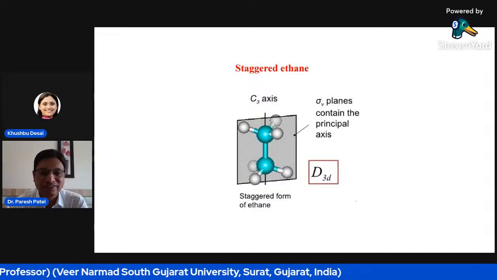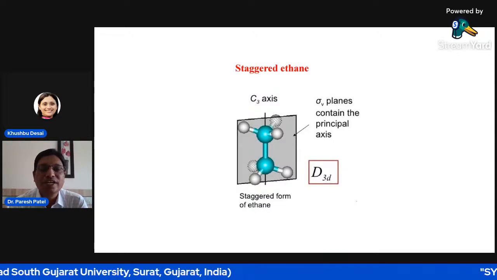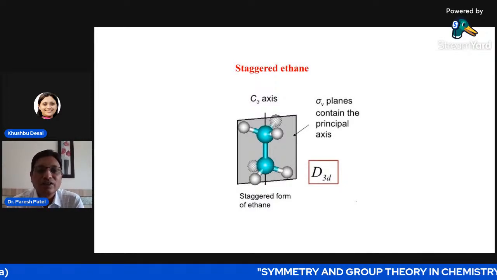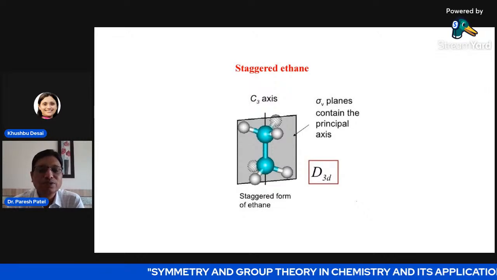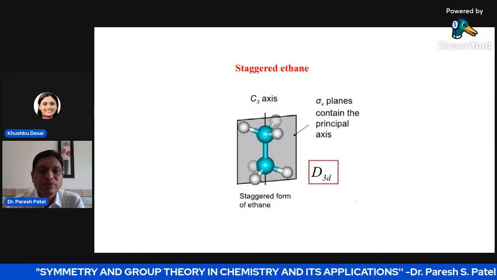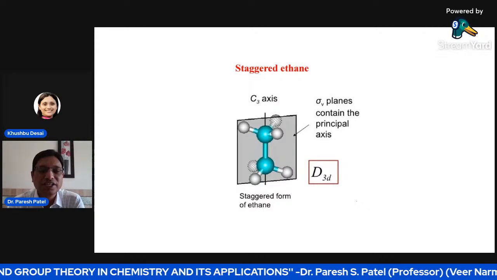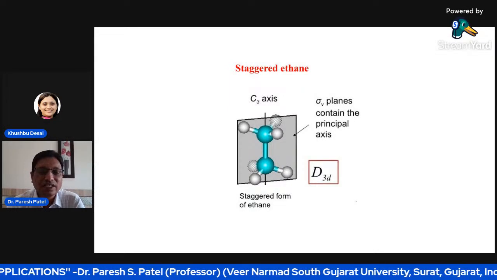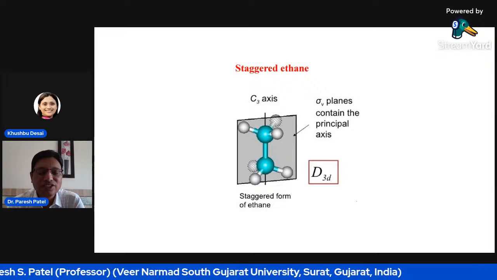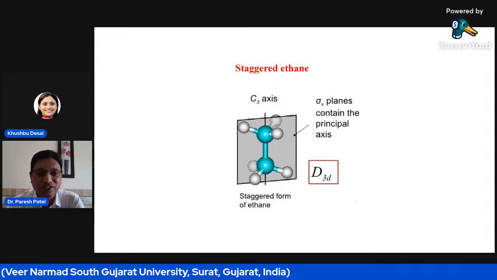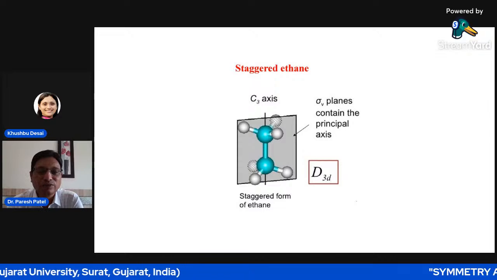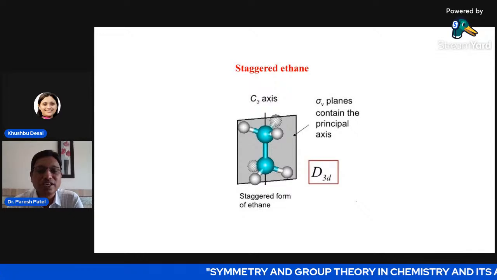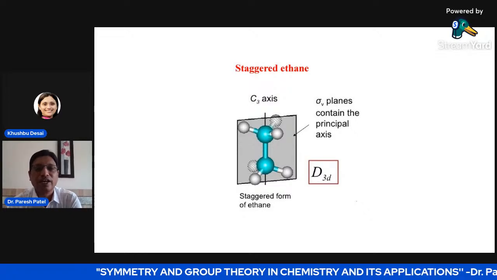This is staggered ethane. Okay. In case of staggered ethane, the main principal axis is C3, and the plane of symmetry is sigma d. Okay. And in case of the staggered ethane, C3 is perpendicular to 3 C2s. So we have to go for the Dn option, Dnh, Dnd, or Dnv option. So here n is equal to 3. So the point group that can be assigned to the staggered ethane is D3d. Next one.